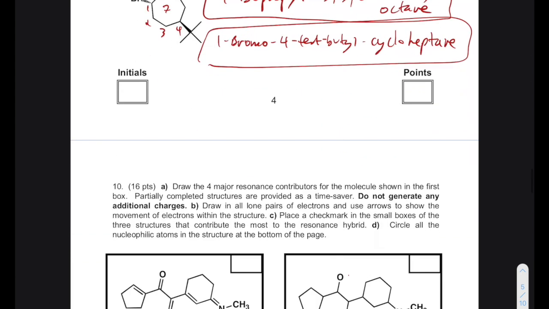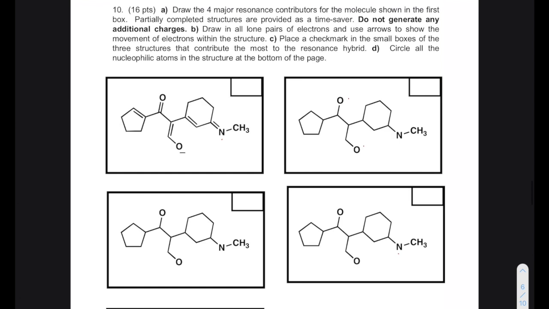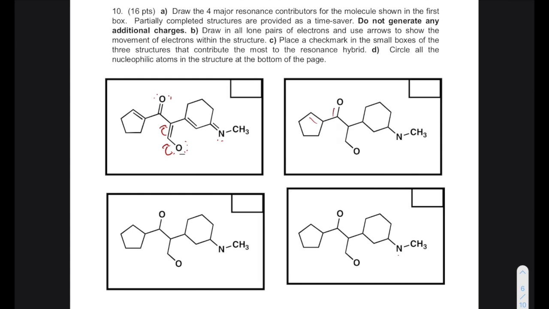All right, so for question 10, we need to draw resonance forms and also draw in the lone pairs. So I'll start by putting in the lone pairs on this one. Maybe do these ones a little bit nicer. And we start pushing arrows to try to see where these electrons are going to end up. So we push these down and over to carbon as a first place.